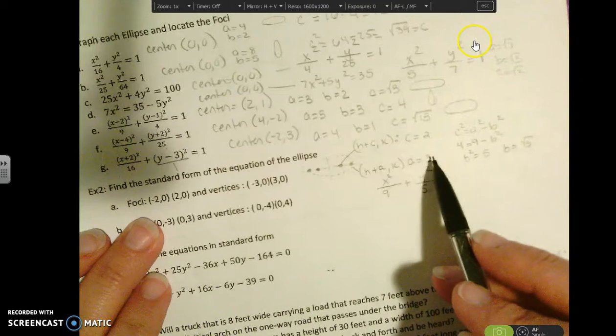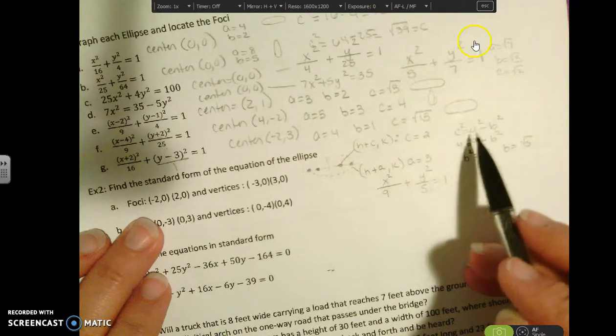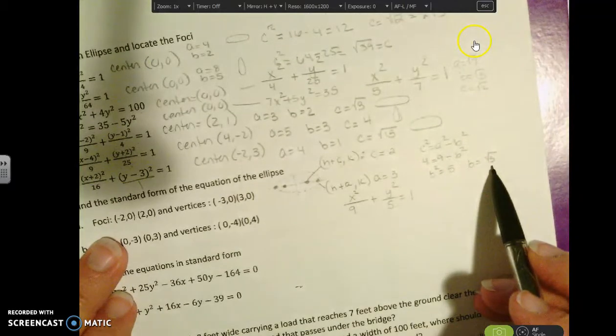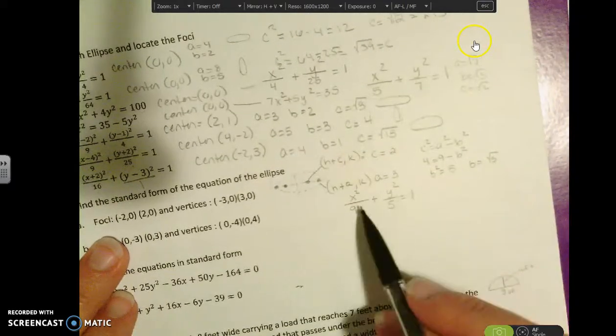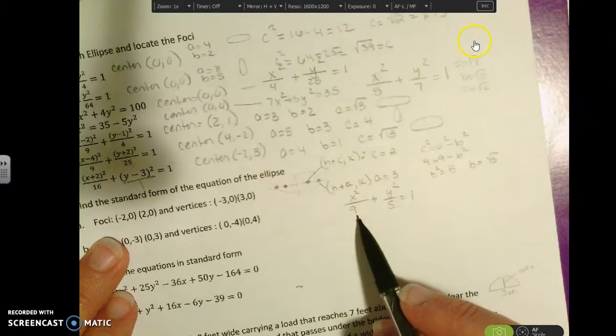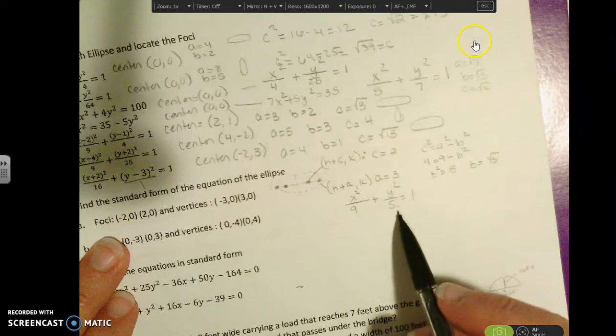So I can use that information in my Pythagorean theorem or my formula to find the value of B, and B is equal to the square root of 5. So I have everything I need to put into my standard form. So x squared over 9 plus y squared over 5 equals 1.